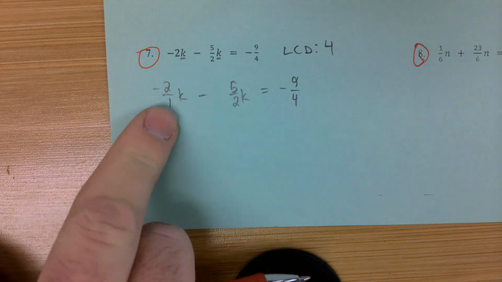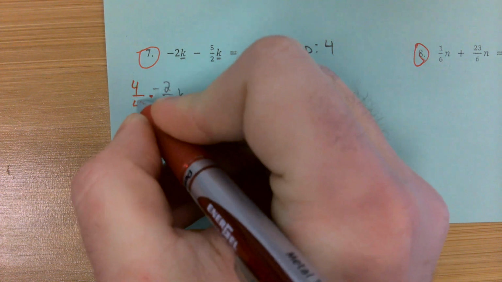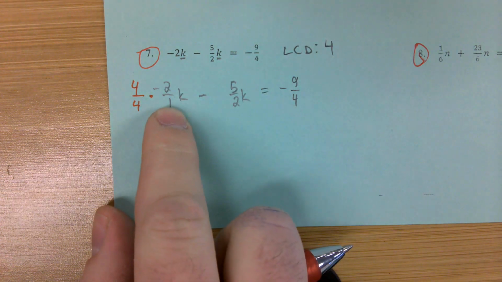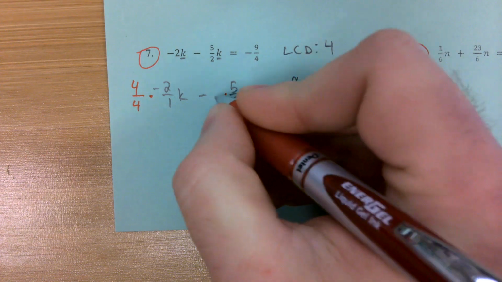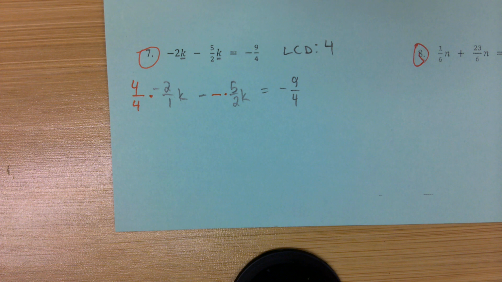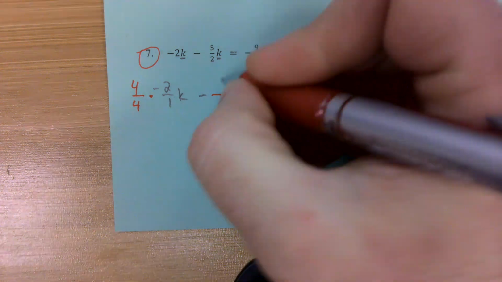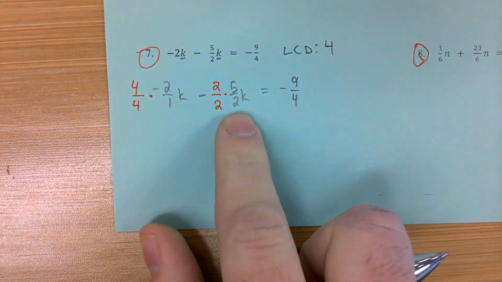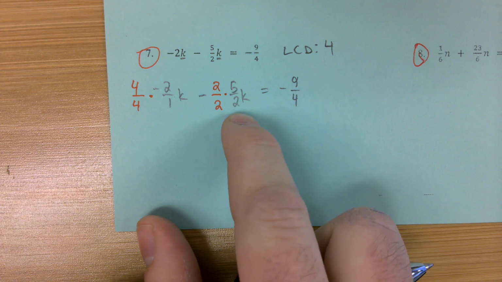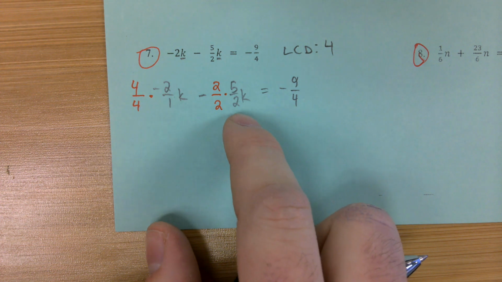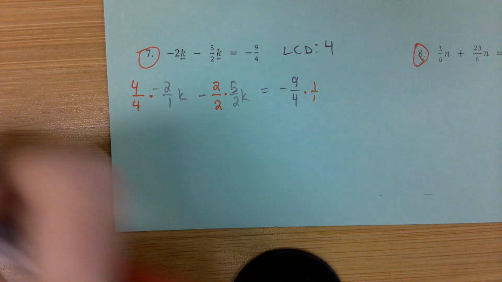So if we want a 4 on the bottom, what do we have to multiply this first fraction by? 4/4, because we've got 1 in the denominator. If we want a 4, we're going to have to multiply it by 4. What about this second fraction? What's going to be our whole fraction multiplier here? It's going to be 2 over 2, right? Because we have a 2 on the bottom already. So we multiply those 2s across and we get 4. And negative 9 over 4, we could just say we're going to multiply by 1 over 1.